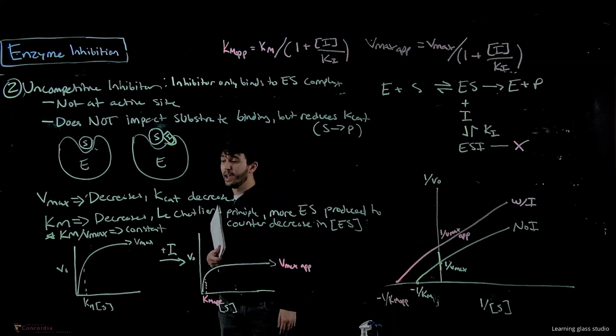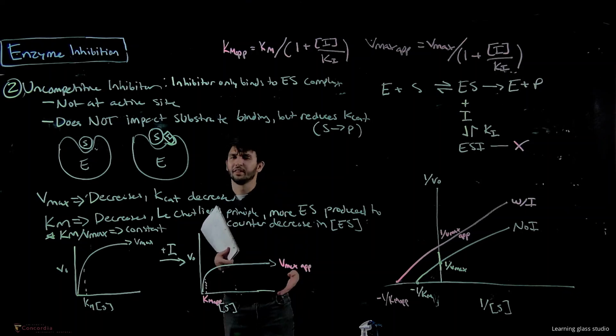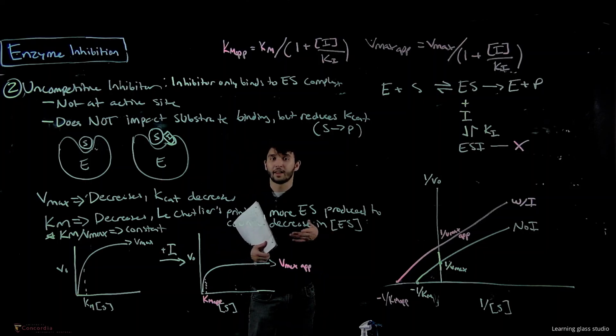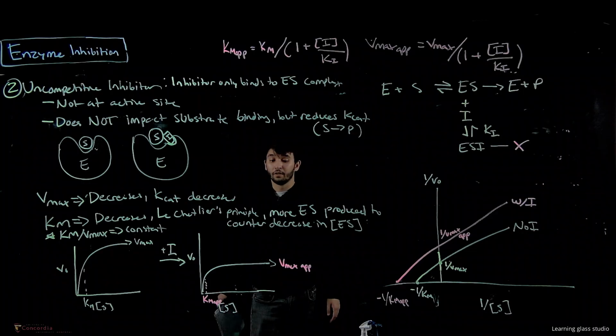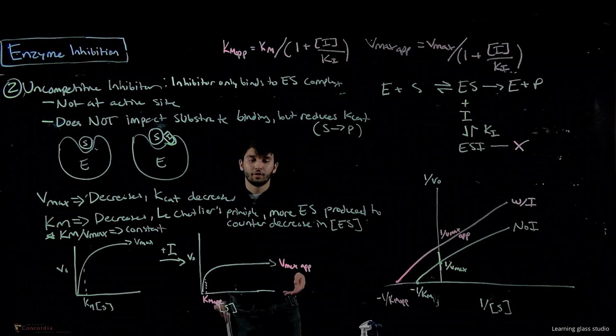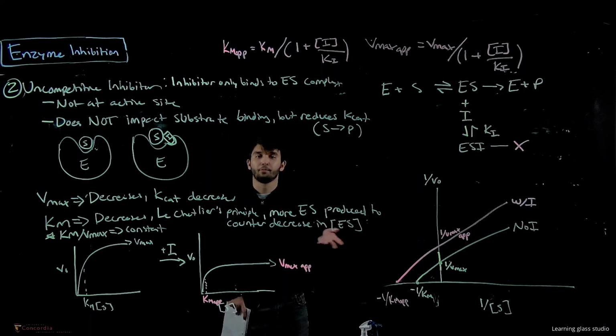Okay? Km decreases as well. This is a little difficult to understand because a decrease in Km usually means a better enzyme, right? Because it takes less substrate to fill 1/2 of all enzyme active sites. So what's that about? This is because of Le Chatelier's principle. So remember Le Chatelier's principle, when you remove something from an equilibrium, the equilibrium shifts to produce more of it.